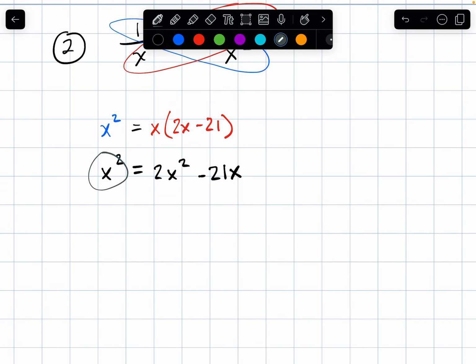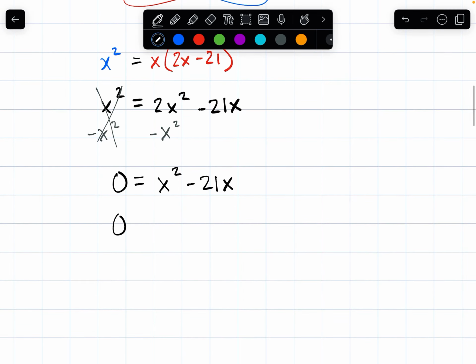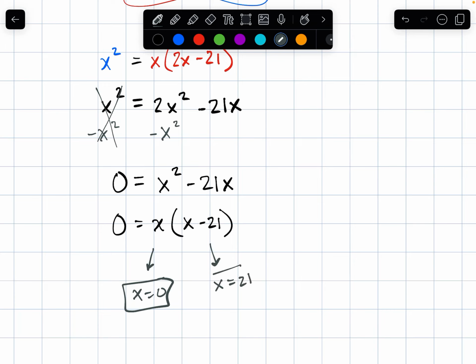At this point here, I'm going to try to set it equal to 0. So I think I'm just going to try to move these x squareds over here. And if I subtract x squared on both sides, these will cancel, leaving me with 0 equals x squared minus 21x. At this point here, we can take out a GCF, and so we take out the GCF of x, leaving me with x minus 21. And so again, I'm looking for the two possible answers. We see that here x could be 0, and we see that here x could be 21.